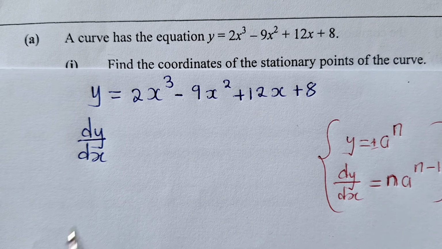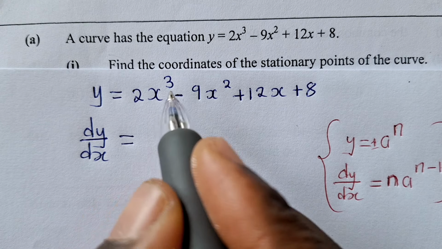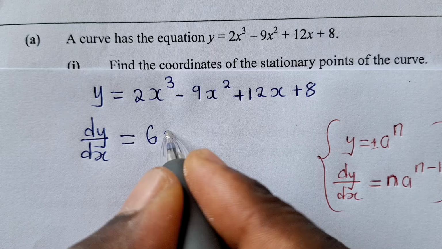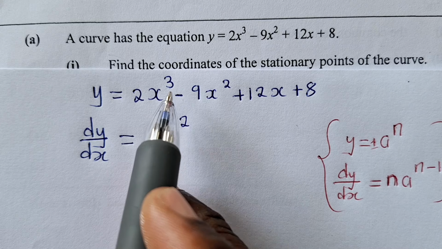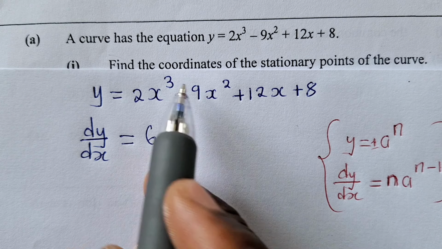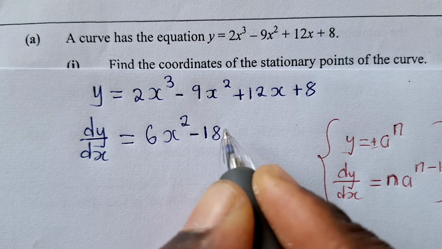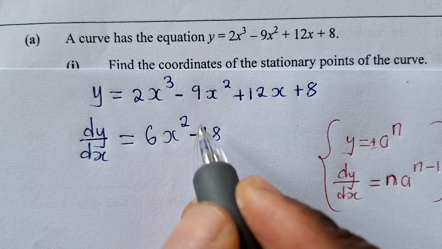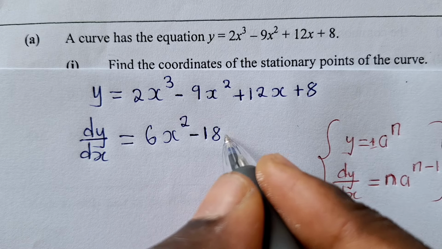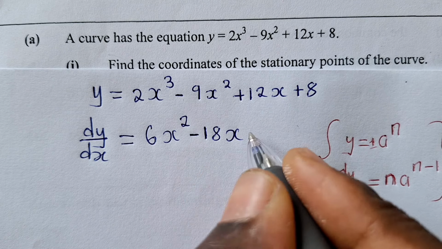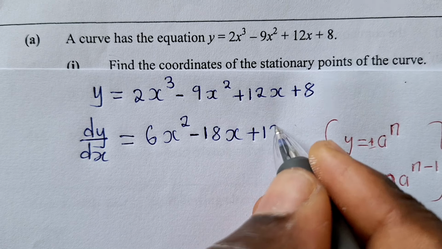So let's try to find now the derivative. We multiply this power by the coefficient, it's giving us a 6x power 2. When you subtract 1 from the power, 3 minus 1, it gives us a 2. Minus 18, that is 2 times negative 9, it's negative 18. You shall have x power 1 when you subtract a 1 from this. And for this, it will just be a 12.